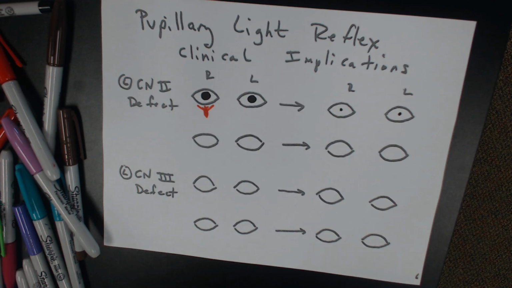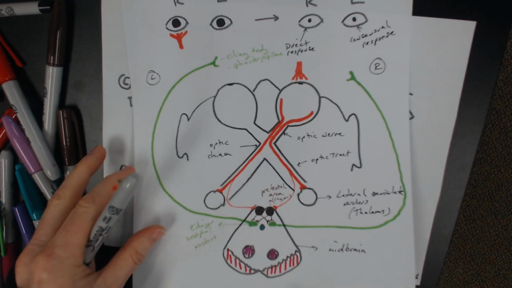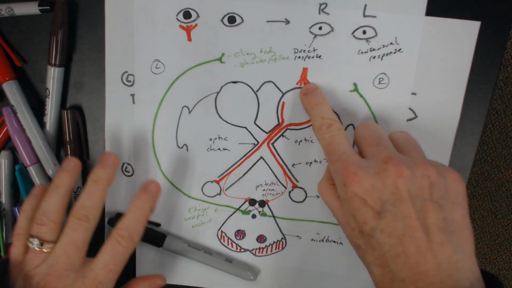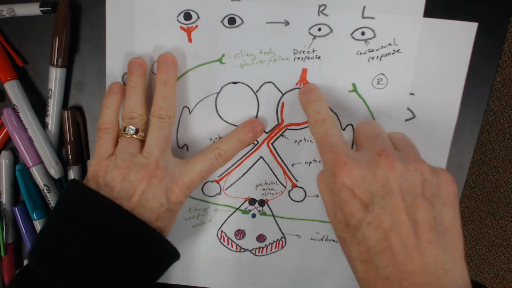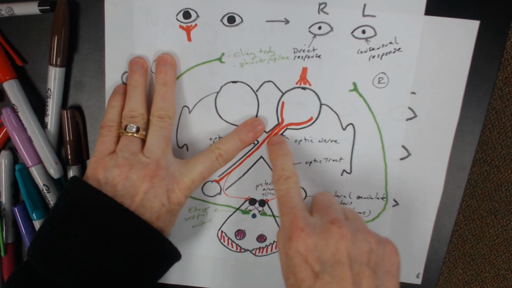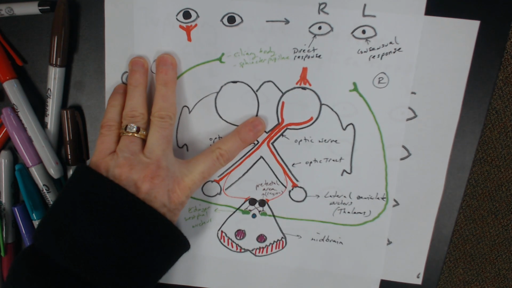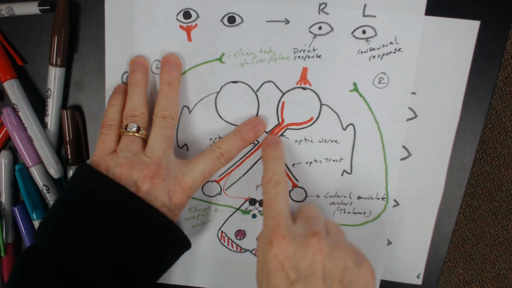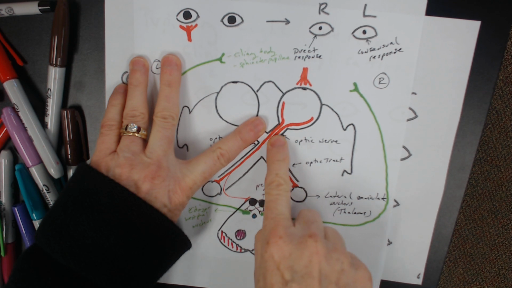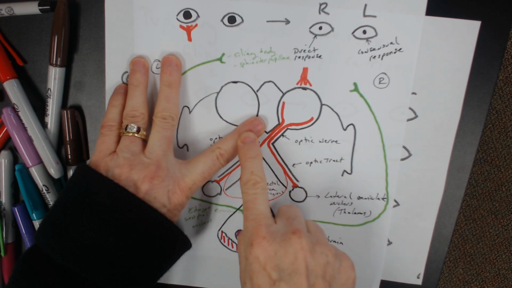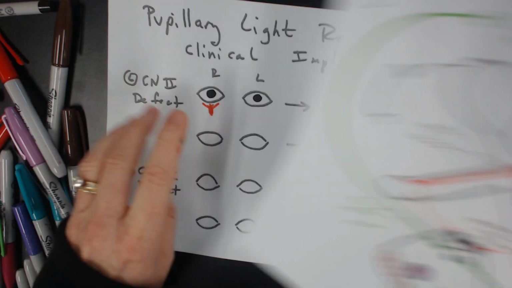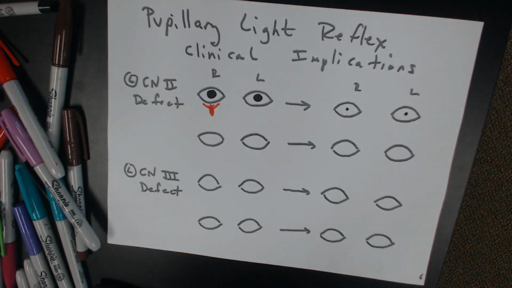So it's kind of like here. If I shone the flashlight in the right eye, even if there's a defect here, I'm still going to get constriction of both because cranial nerve 3 is intact. If cranial nerve 3 wasn't intact, that's a little bit different. But shining the flashlight here, this cranial nerve is intact on the right side. On the left side, it's not. That still results in constriction of both the right and the left because of the direct and consensual response.